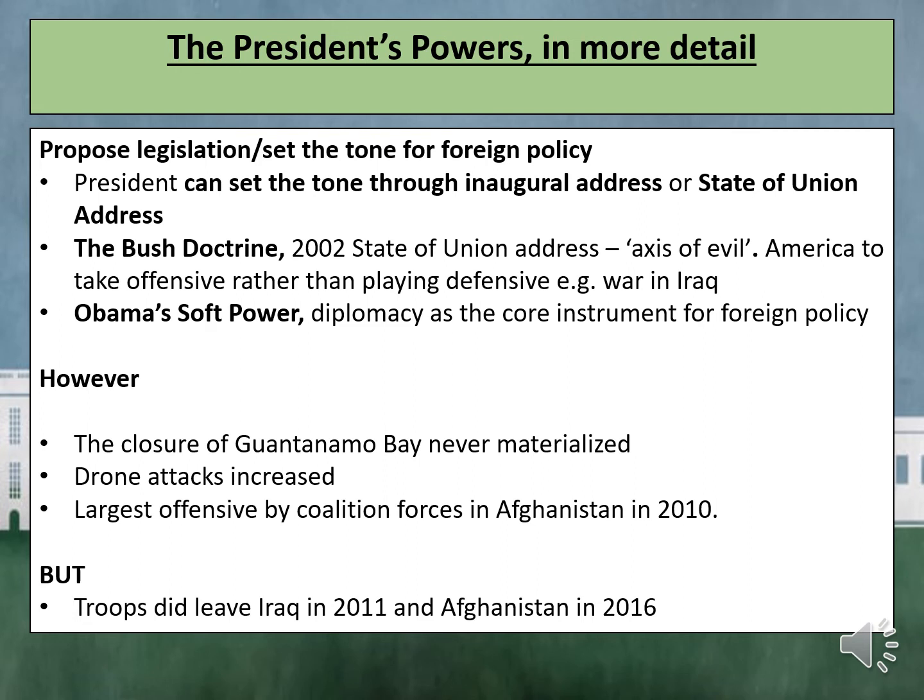Obama did this with his soft power. He used diplomacy as the core instrument for foreign policy. However, you can look at the opposite of this. The closure of Guantanamo Bay, which Obama heavily campaigned for, never happened. Also, under Obama, drone attacks increased, and there was the largest offensive by coalition forces in Afghanistan in 2010. So you can say that whilst Obama used soft power, he was also quite powerful in foreign policy.